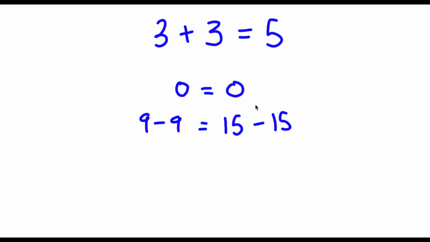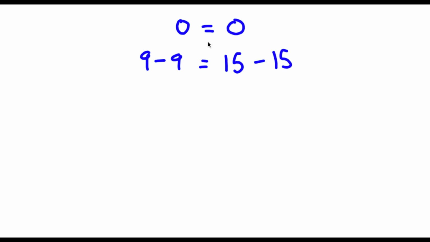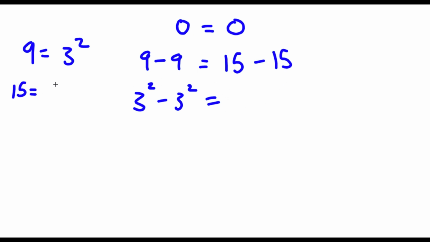So I'm not going beyond the rules of mathematics here. This is just going by the rules. So now, 9 is equal to 3 squared. So if I replace 9 with 3 squared, I have 3 squared minus 3 squared. And now 15 is equal to 5 times 3. So now I have 3 squared minus 3 squared is equal to 5 times 3 minus 5 times 3.